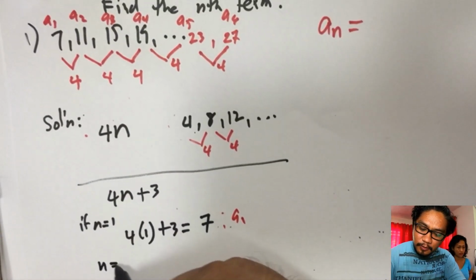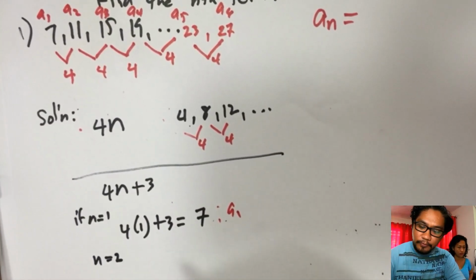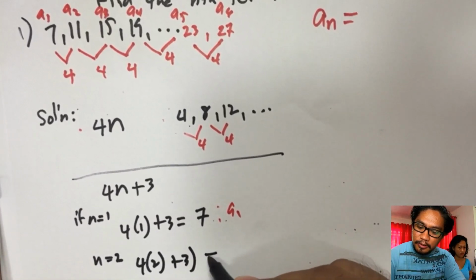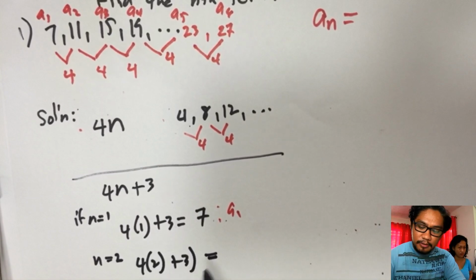Now if n is equal to 2, so 4 times 2 plus 3, 4 times 2 is 8.